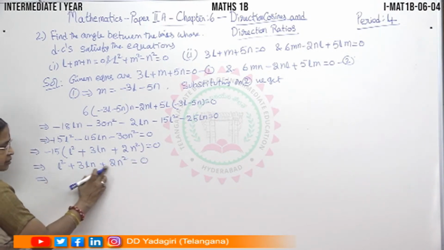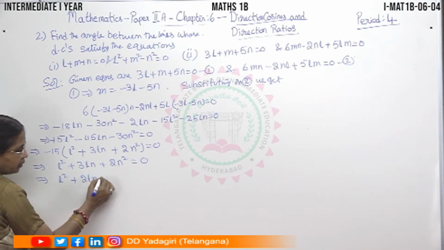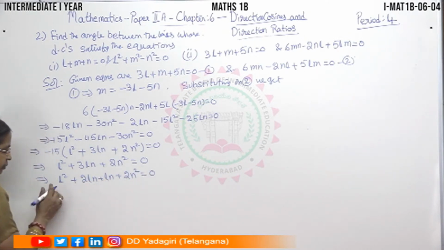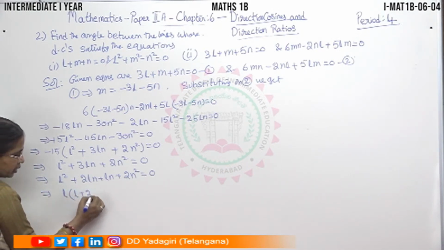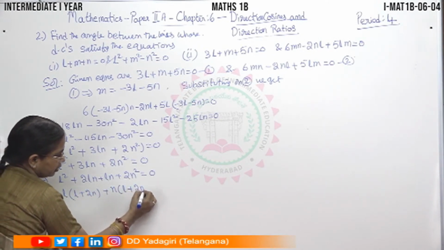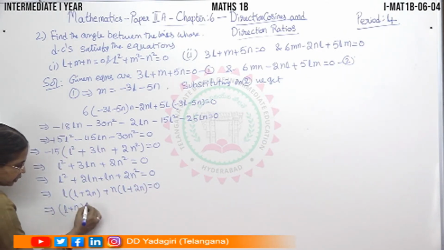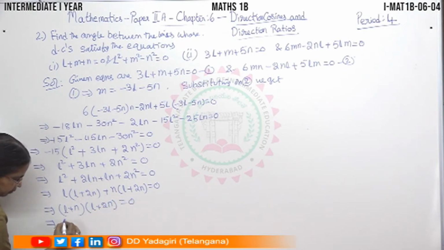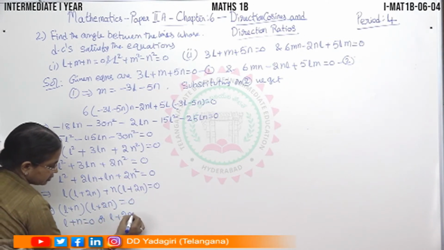Now you find factors. 2 1s are 2 plus 1, you can write. So L square plus 2Ln plus Ln plus 2N square is equal to 0. Okay, from these two we'll take L common, then we'll get L plus 2N. And from these two we'll take N common, then we'll get L plus 2N is equal to 0. So that means L plus N into L plus 2N is equal to 0. So it means that L plus N is equal to 0 or L plus 2N is equal to 0.